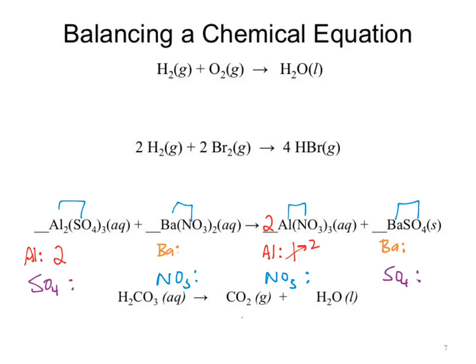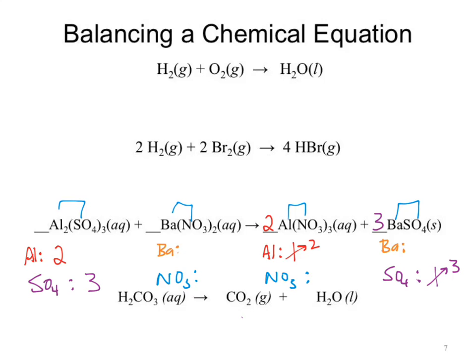Okay, let's take a look at SO4. How many SO4s do we have as a reactant? How many SO4s do we have as a product? 1. How do we make 1 equal to 3? 3 in front. We can move to barium.